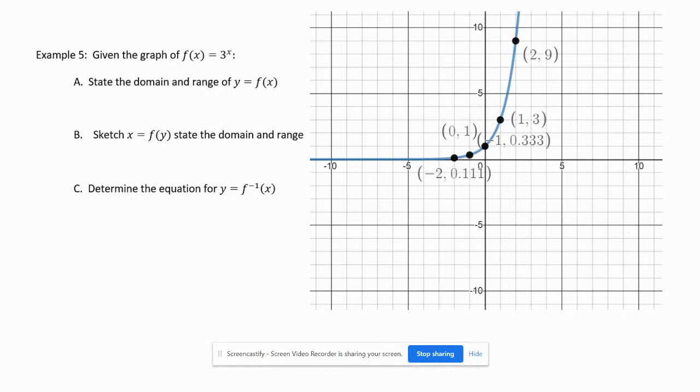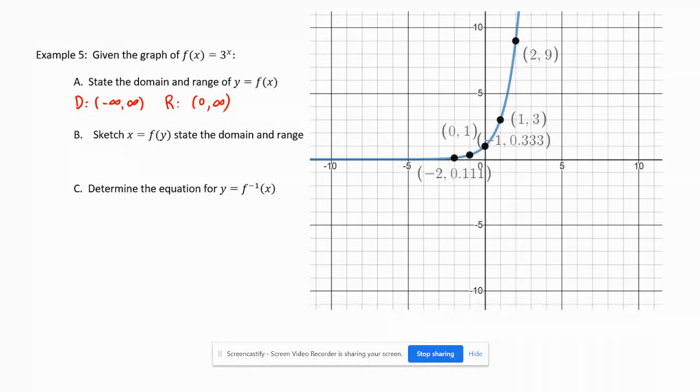Okay. In our last topic, guys, we talked about graphs of exponential functions. So here's a graph of f of x equals 3 to the x. Our domain and range: domain is from negative infinity to positive infinity, goes forever to the left, forever to the right. Our range starts at 0, but not including 0, going upwards. So it's from 0 to infinity.